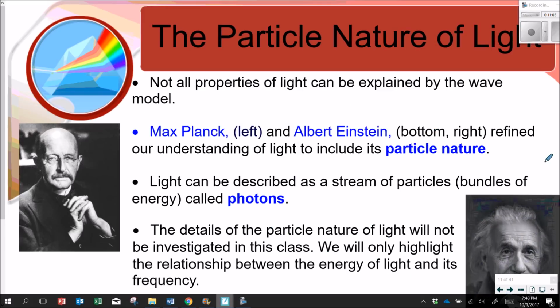Now let's look at the particle nature of light. Not all properties of light can be explained by the wave model. So Max Planck and Albert Einstein refined our understanding of light to include its particle nature. Light can be described as a stream of particles or bundles of energy called photons. The details of the particle nature of light cannot be discussed in this class, but we will highlight the relationship between energy and frequency of light.